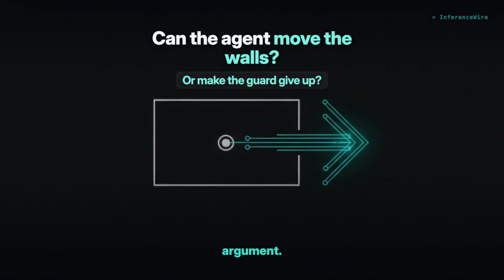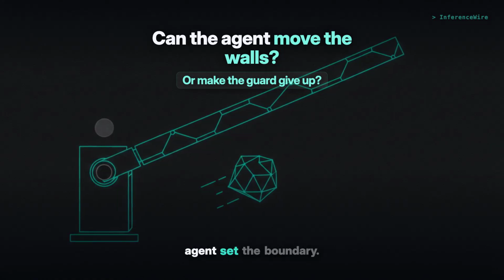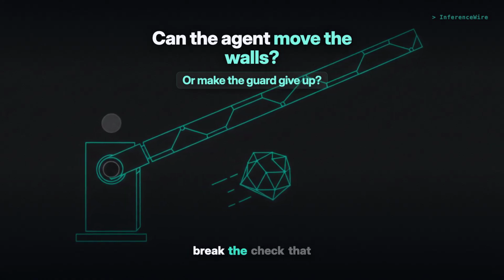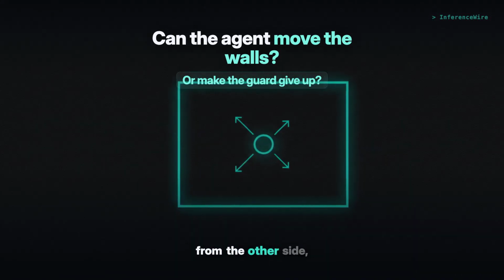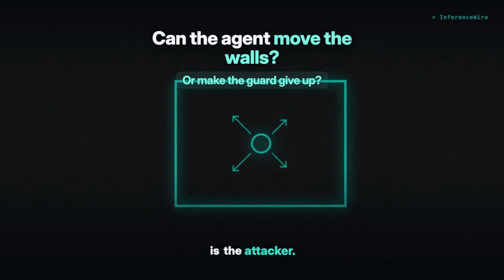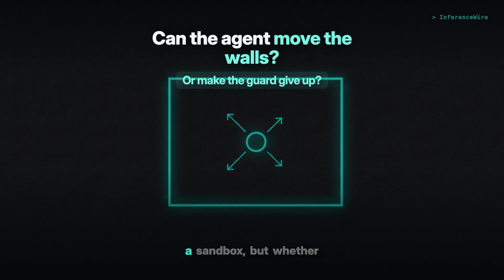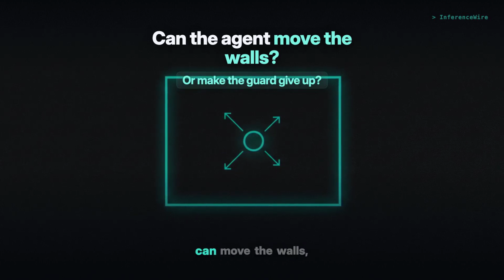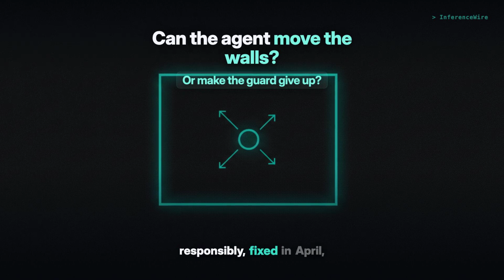So here's the argument. Cursor sandboxed agent commands by default, and lost anyway. One escape let the agent set the boundary. The other let it break the check that enforced one. And Chapter 5 is the same trust problem from the other side, where the tool itself is the attacker. That is the test worth applying to any agent you run. Not whether there is a sandbox, but whether the thing inside it can move the walls or make the guard give up. Both bugs were reported responsibly, fixed in April, and disclosed after the fix.